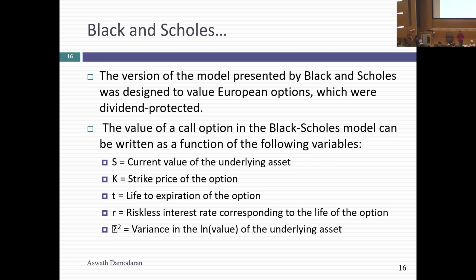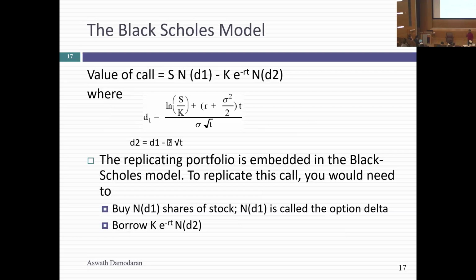What's a dividend-protected option? Remember what I said happens to your stock price when I pay a dividend? Your stock price drops by $2. In a dividend-protected option, the strike price is also knocked down $2. How many dividend-protected options are in the world? 0. But they had to get something easy to do, and they came up with the original Black-Scholes.